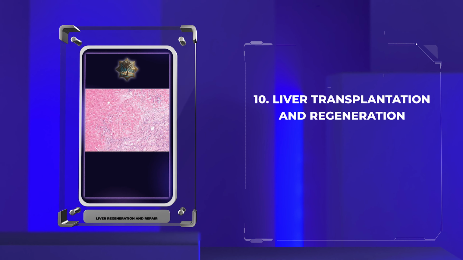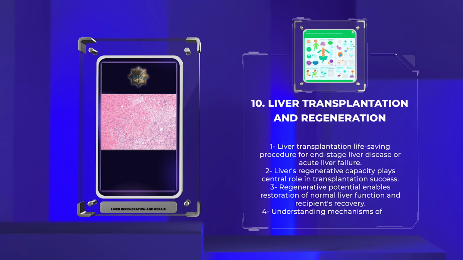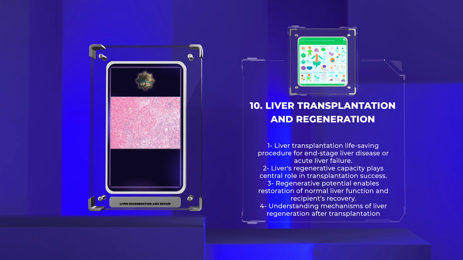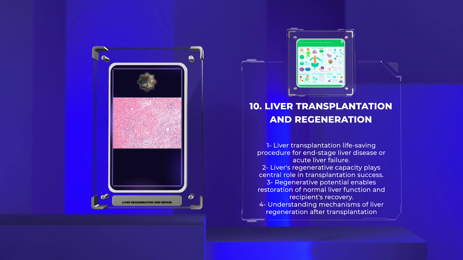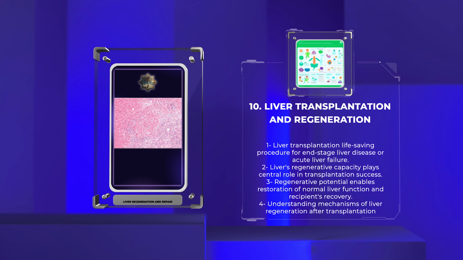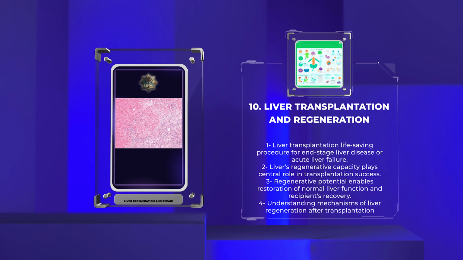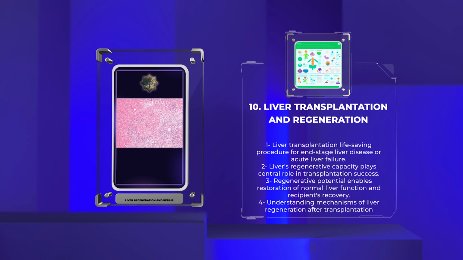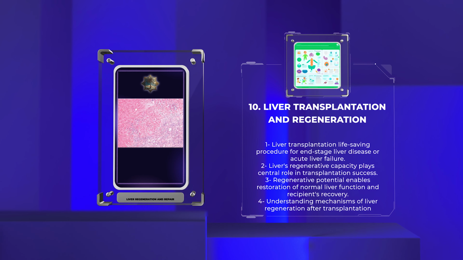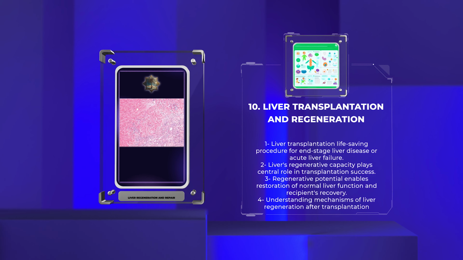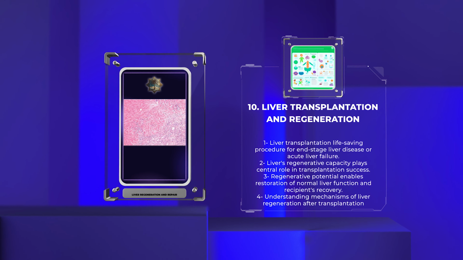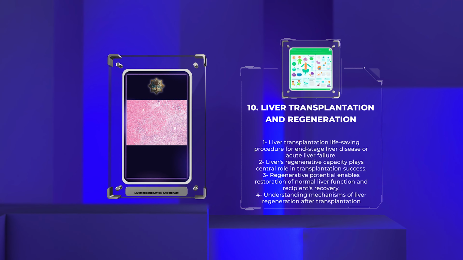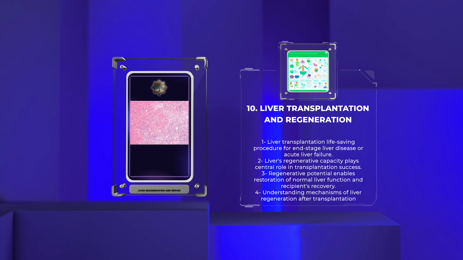Liver transplantation is a life-saving procedure for individuals with end-stage liver disease or acute liver failure. The remarkable regenerative capacity of the liver plays a central role in the success of liver transplantation. During transplantation, a portion of a healthy liver is transplanted into the recipient, eventually regenerating into a fully functional liver. The regenerative potential of the transplanted liver enables the restoration of normal liver function, facilitating the recipient's recovery. Understanding the mechanisms through which liver regeneration occurs after transplantation is essential for optimizing transplantation procedures and improving outcomes for patients with liver diseases.